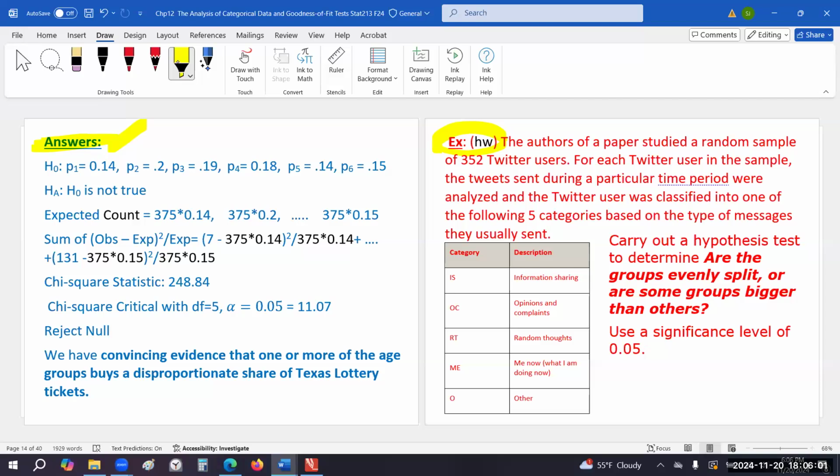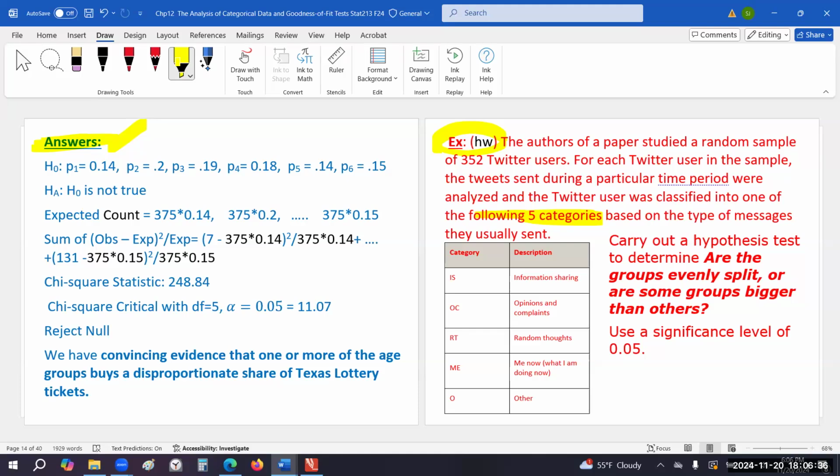So let's read. The authors of a paper studied a random sample of 352 Twitter users. For each Twitter user in the sample, the tweets sent during a particular time period were analyzed, and the Twitter user was classified into one of the following 5 categories based on the type of messages they usually sent.